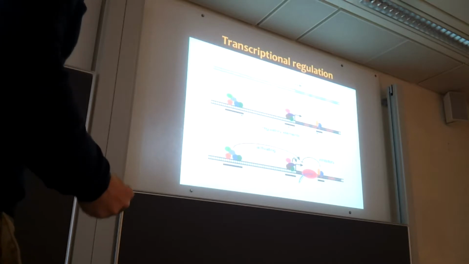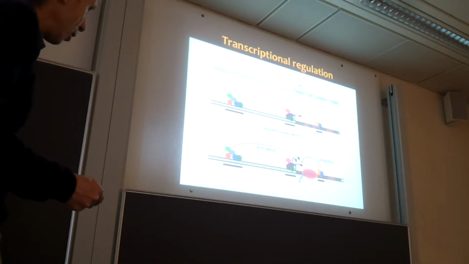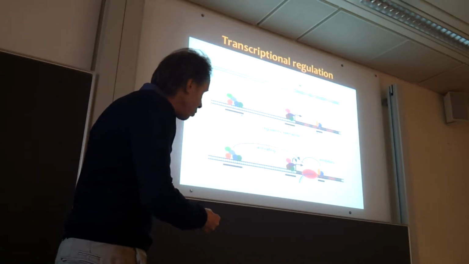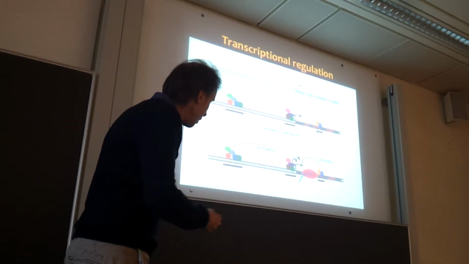Okay, so here you go. This is then the process. The red blob is this polymerase molecule, the central copying device, on its way to produce the messenger RNA molecule.